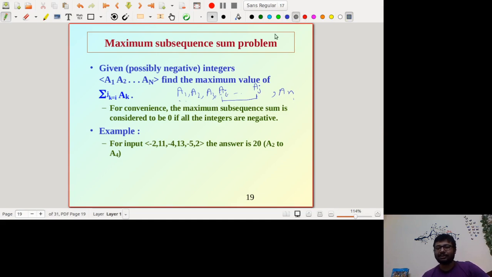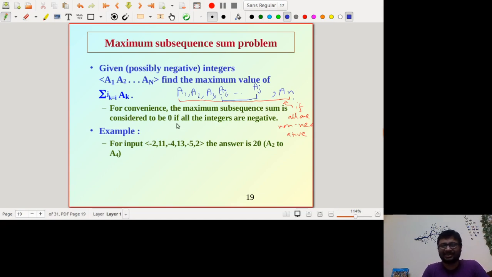If all the numbers are non-negative, this is the case. So the problem is interesting only when there are negative numbers. And for convenience, the maximum subsequence sum is considered to be 0 if all the numbers are negative. If even one number is positive, the maximum subsequence sum is greater than or equal to 0, non-negative.